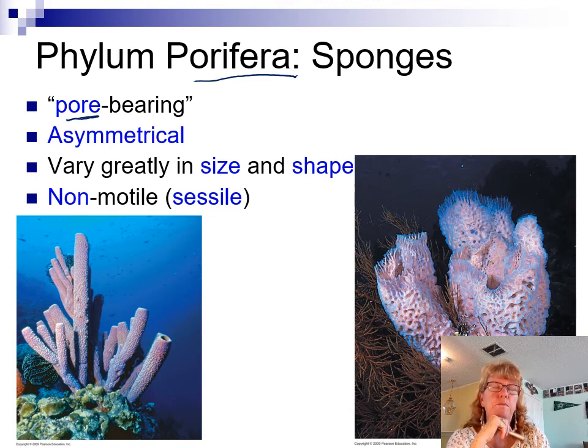Very big difference in size and shape. There are some that are almost microscopic and you need a microscope to look at, but there are some that are 5 or 6 feet tall, okay? During their adult life cycle, they are non-motile or they are sessile, meaning they don't move. You do see movement in the gametes, but that's the only movement we see in sponges.